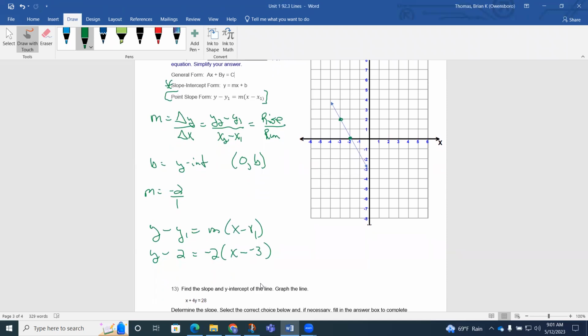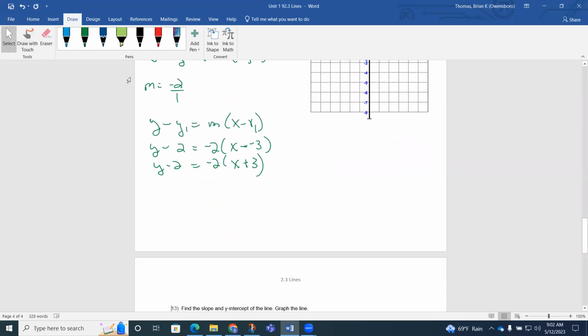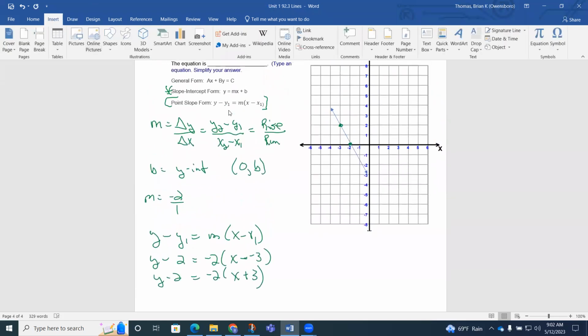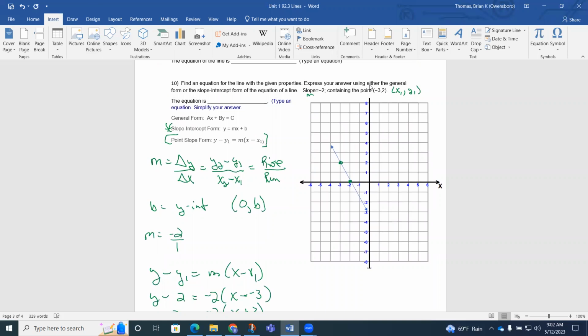Now, one of the things we pick up on is when you are subtracting a negative, that double negative makes that a positive. So what we have then is y minus 2 is equal to -2 times the quantity x plus 3. When I use the word quantity, I'm implying parentheses. So there's the equation of a line in point-slope form, but they want it in either general form or slope-intercept form. I want to choose the slope-intercept form.